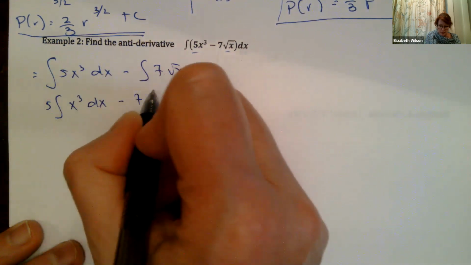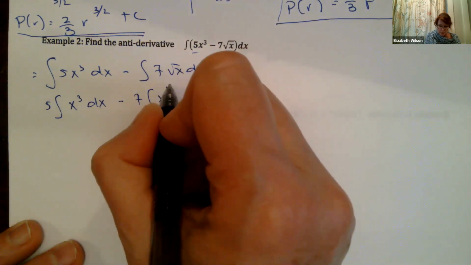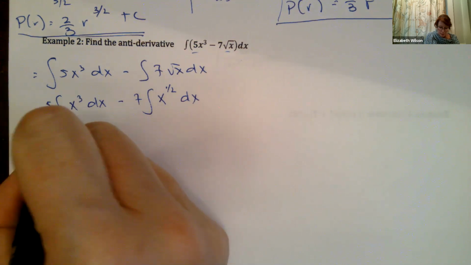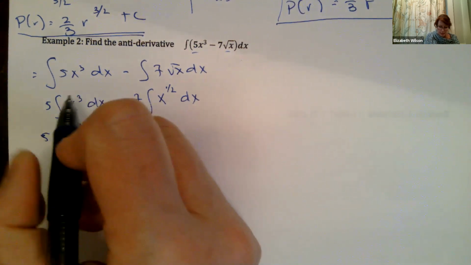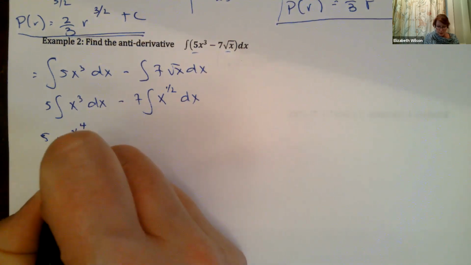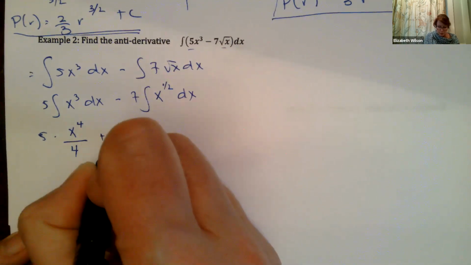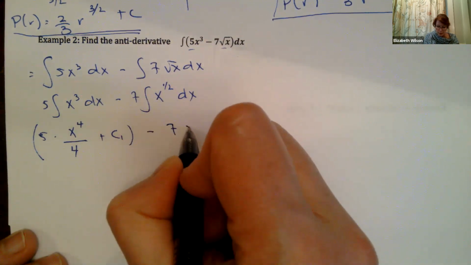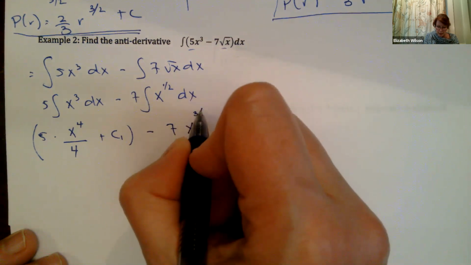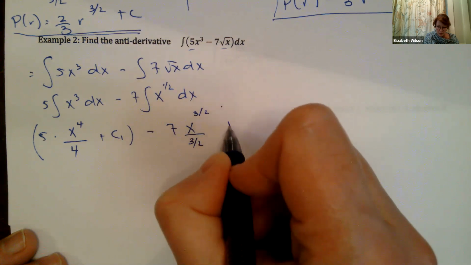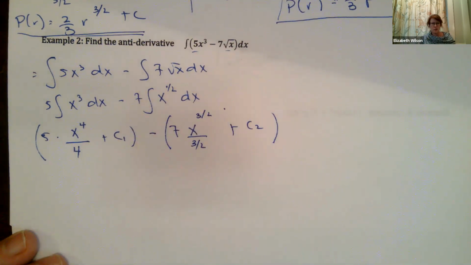Minus 7. And I'm going to convert this to an exponent. It helps me think about how I'm going to do the power rule. So now this is going to be 5 times x to the 4th. Remember, I take my exponent, add 1 to the exponent, and then divide by that new exponent. And I'll do plus c1. Minus 7 times, we just did this, x to the 3/2 divided by 3/2, plus c2. Okay, so let's just talk for a minute.